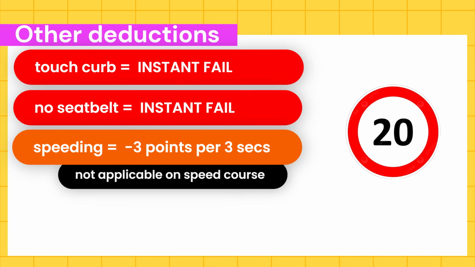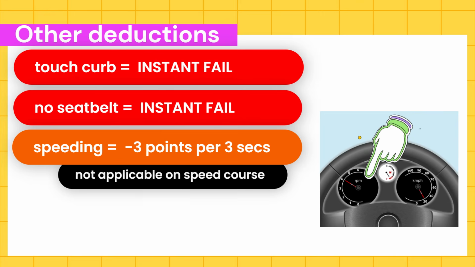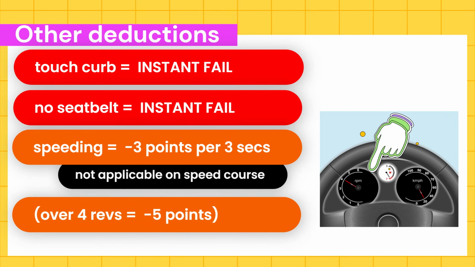And there's one more for manual cars only. Remember we talked about the dial next to the speed dial? You're supposed to get it up to number 2 during the speed course, right? Well, if this dial ever goes higher than number 4, you get 5 points deducted every single time. But that only happens if you push the gas too hard. So again, take it slow, and you don't even have to worry about it.